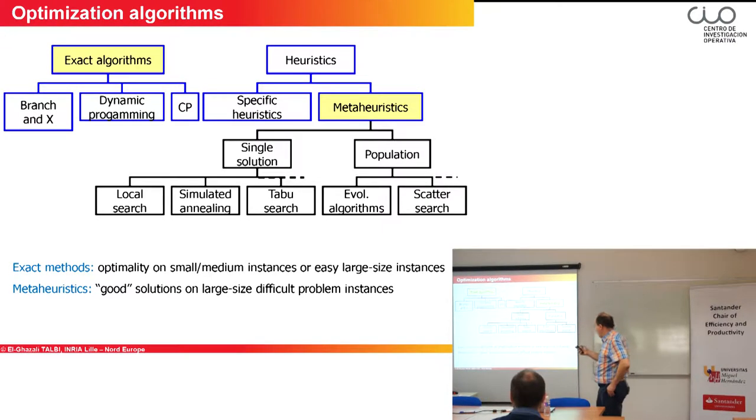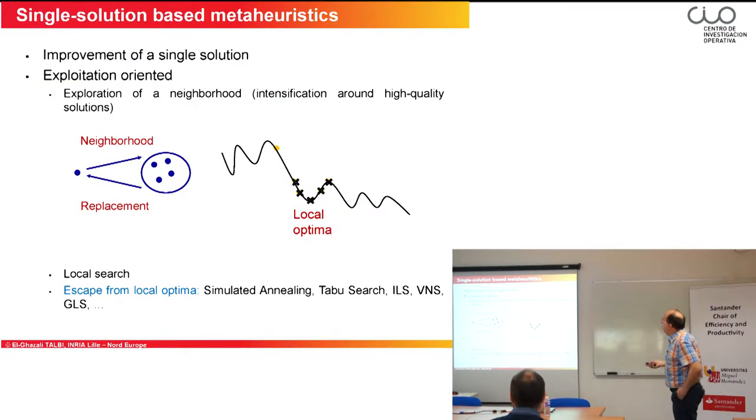Of course? Good. So this is the idea of single-solution based algorithms. You have a single solution, then you generate a set of neighbors and you replace the solution given some criteria. Those criteria and those selection mechanisms will differ from one algorithm to another. But the idea is this one: generate a single solution, generate a neighborhood and replace.